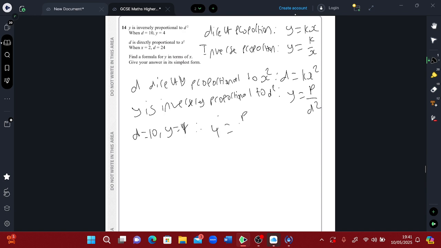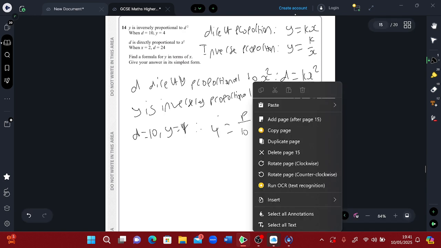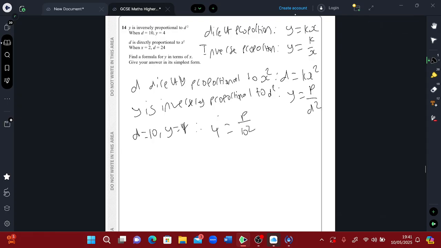So we're given d is 10, y is 4, which means we substitute it in. 4 is p over 10 squared, which is 100, right? Which means p, if you times across, is going to be 400. And you can check this because 400 over 100 is 4. Likewise, x is 2, d is 24. Substituting here, 24 is going to be k of 2 squared, which is 4k. Therefore, k is going to be 24 over 4, which is 6.